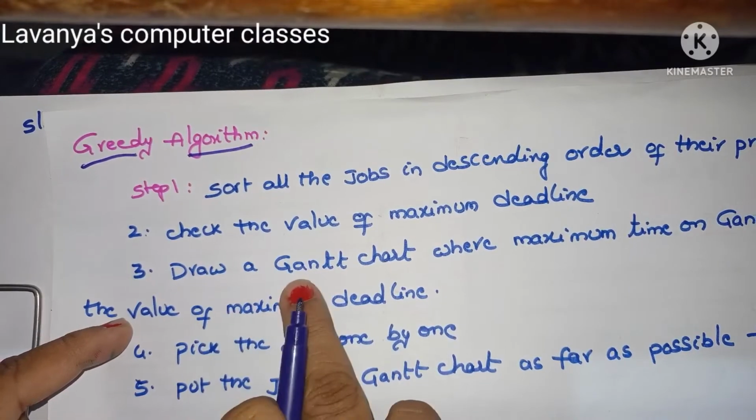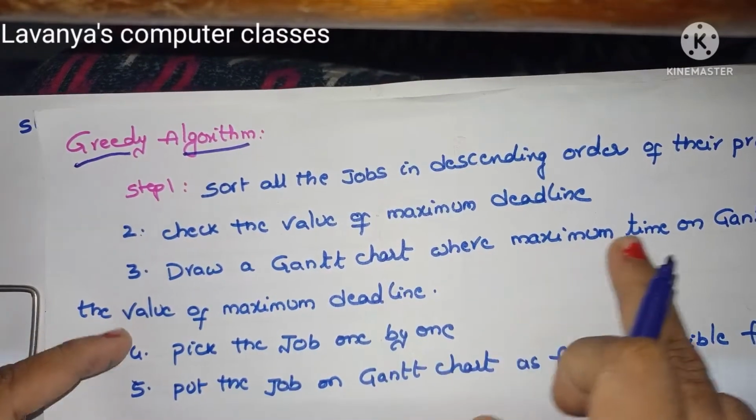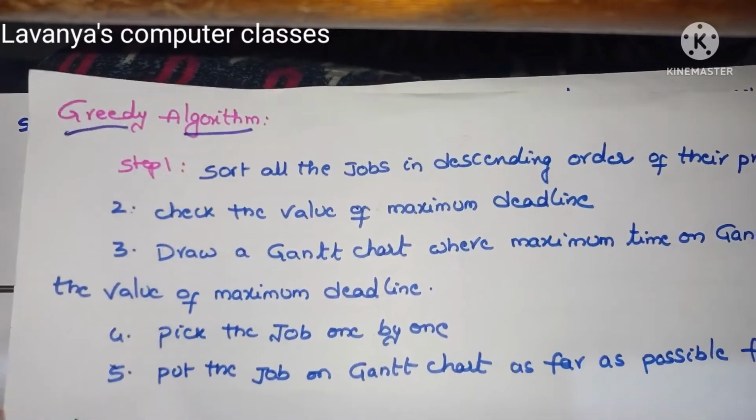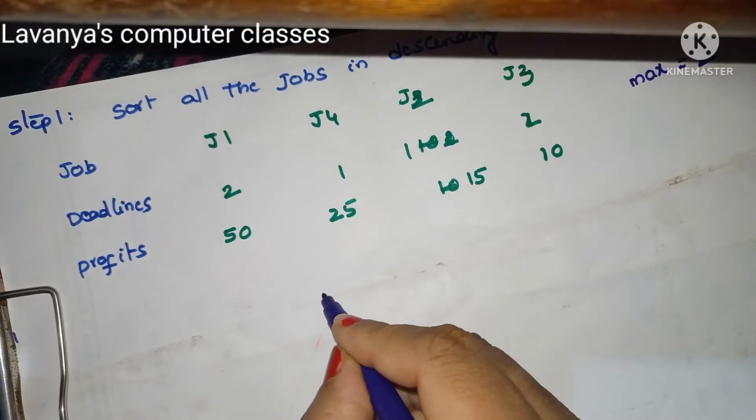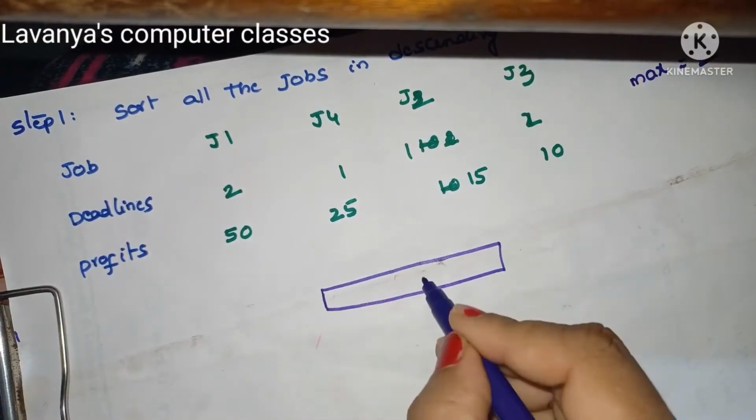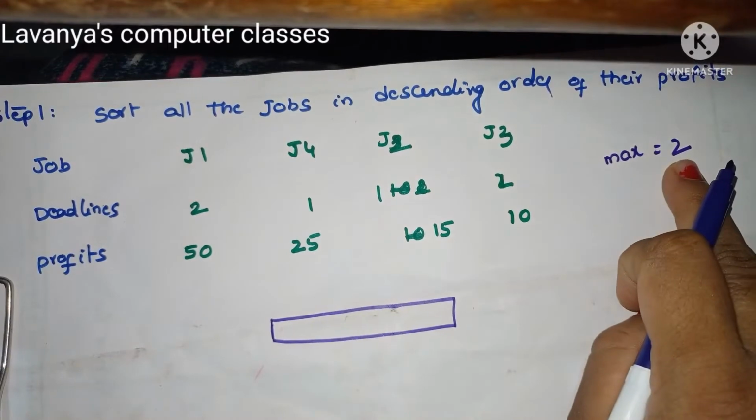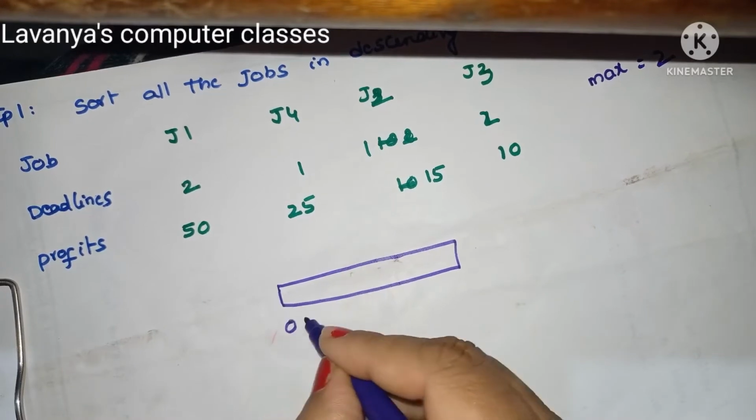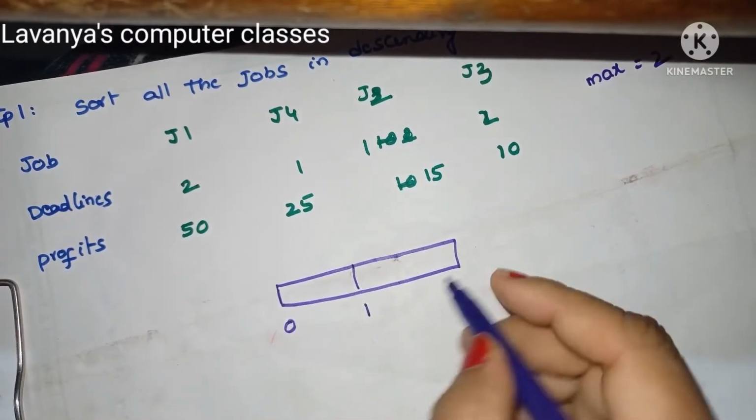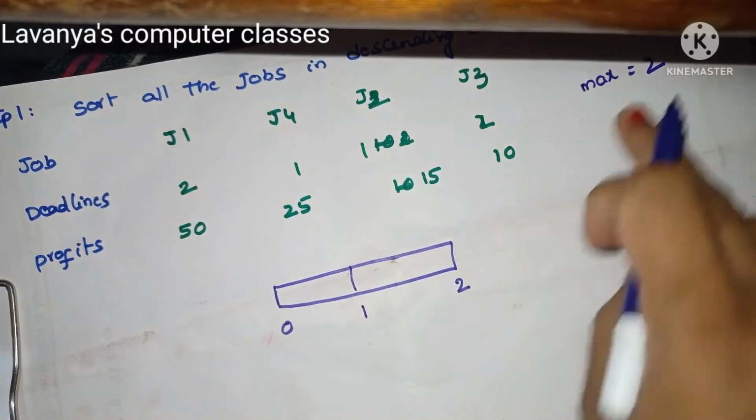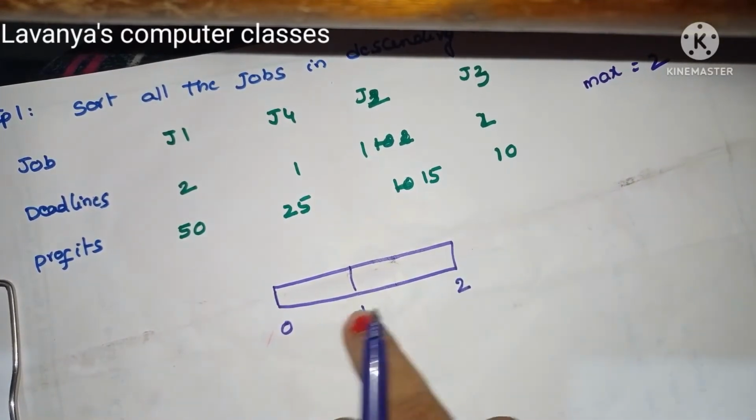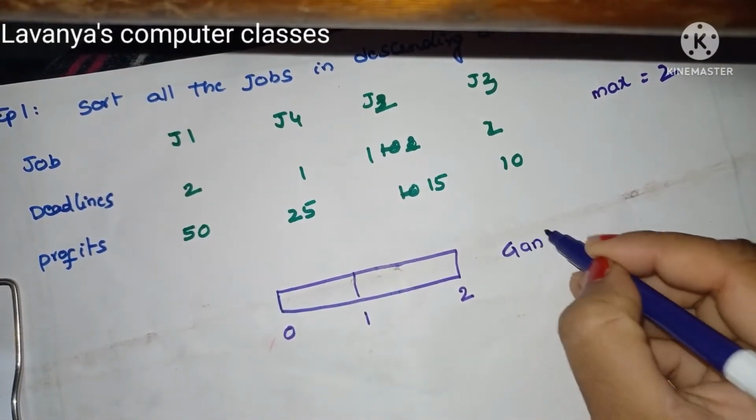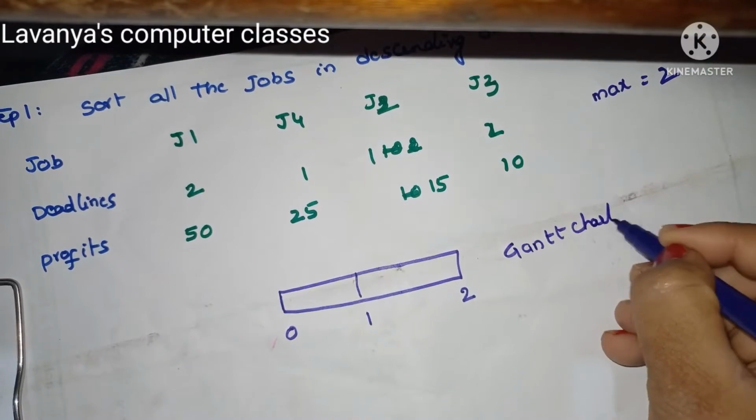The third step is to draw a Gantt chart, where the maximum time on the Gantt chart is the value of the maximum deadline. So what is the Gantt chart? It means like this. What is the maximum deadline? It is 2 in this example. 2 means we start from time 0, 0 to 1, then 1 to 2. Because the maximum is 2. If the maximum is 3, then 0 to 1, 1 to 2, 2 to 3, like this. So this is called a Gantt chart.